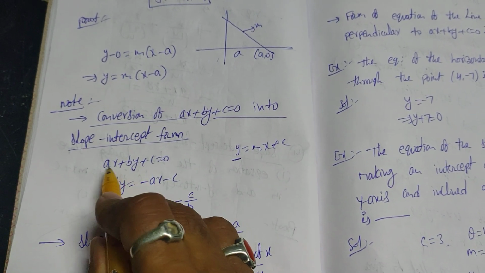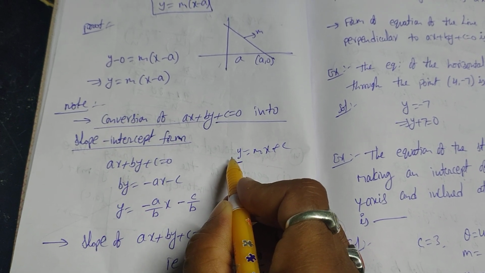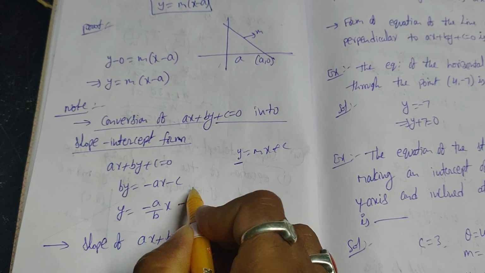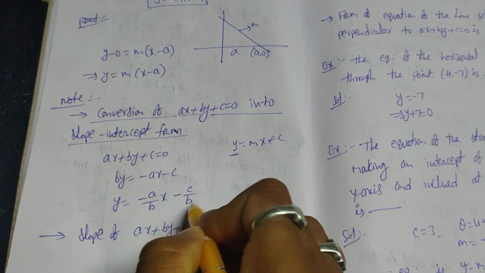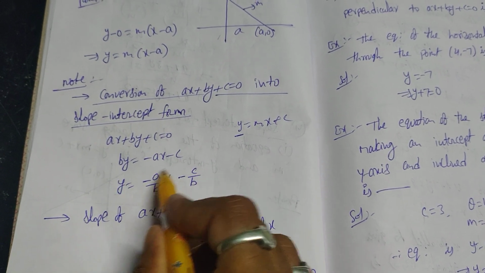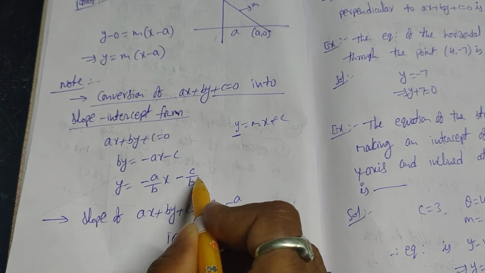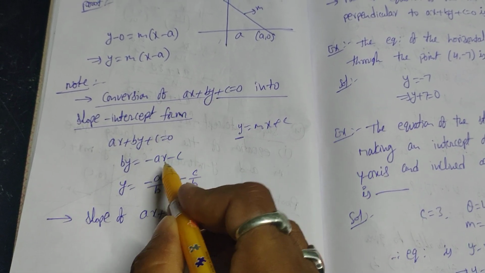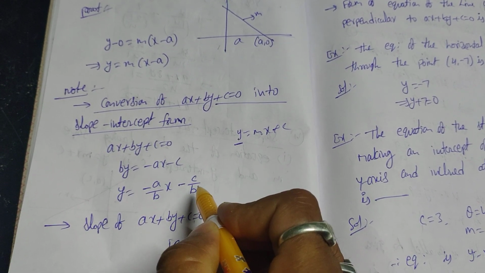So by is equal to minus ax minus c. We want the coefficient of y to be 1 only, so b is transposed to the right side. That means minus a by b into x minus c by b. So this is in the form of y is equal to mx plus c. Here m is equal to minus a by b, and this c is different from the earlier c. The constant here is minus c by b.